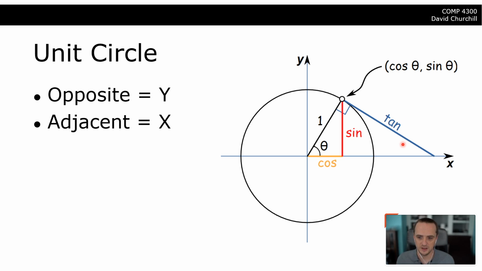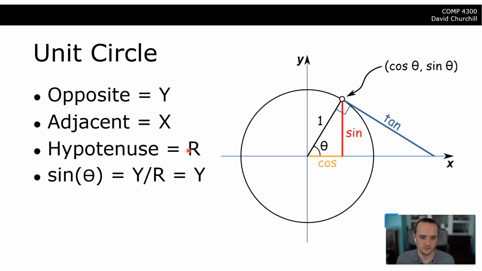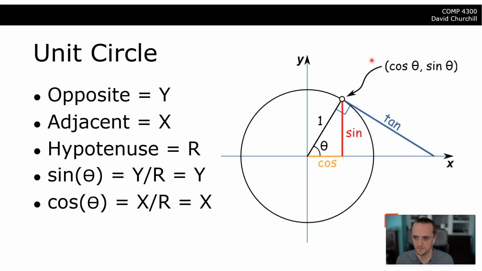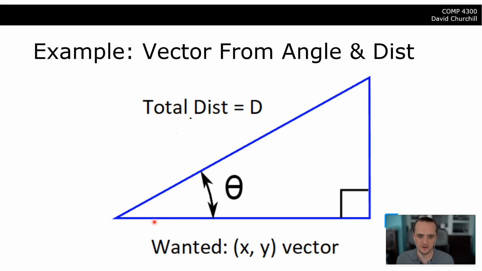So opposite is y, right? If you look at the SOHCAHTOA, then opposite is y, adjacent is x, the hypotenuse is r, so this would be the hypotenuse here. Sine theta is y over r, okay? And that's the y value here. Cosine theta equals x over r, which is the x value up here. Tan theta is y over x. All right, so we have these values out of the way.